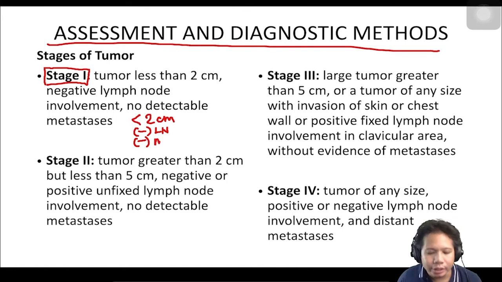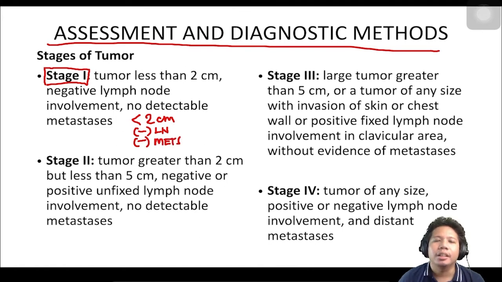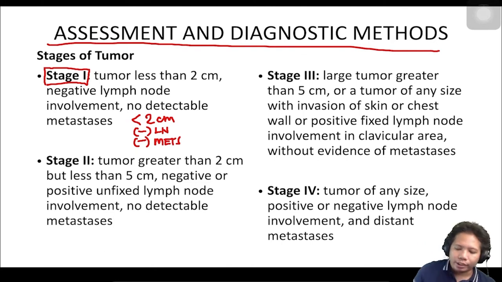So for stage 1, what is it again? Less than 2 cm, it's small. It's negative lymph node. There's no swelling or inflammation of your nearby lymph nodes. And there's no detectable metastasis, naturally, because there's no lymph node involvement.